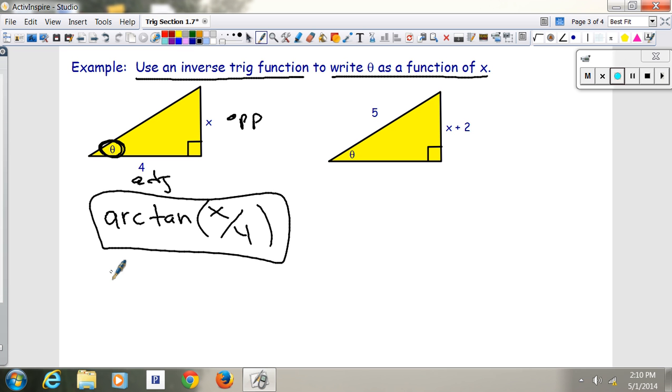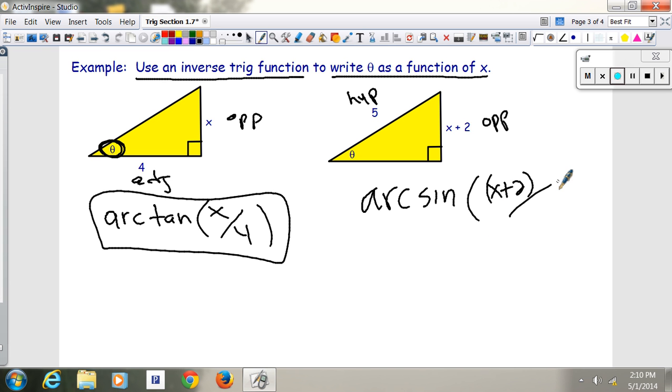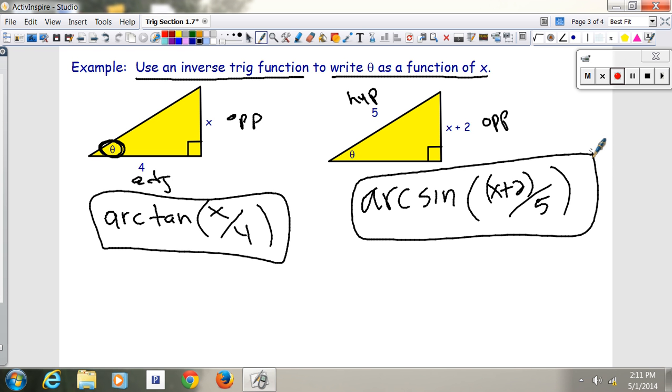How would I do the second one? I got opposite, and I got hypotenuse. So what are we looking at with OH? Sine, but I want arc sine because I want the angle. Arc sine of what? X plus 2 on top, let's put that in parentheses, divided by 5. And that is your answer there. And that's all for 1.7.